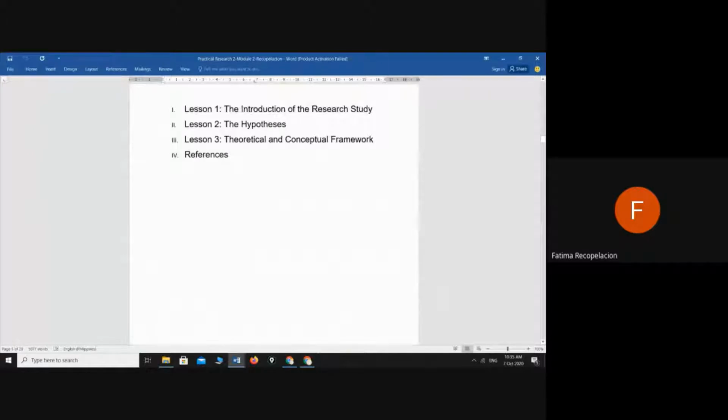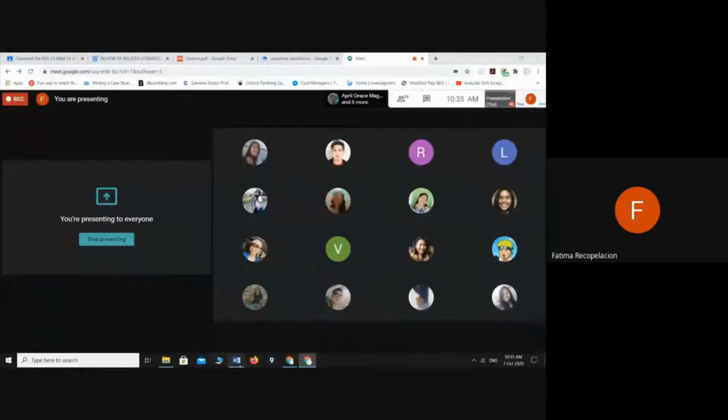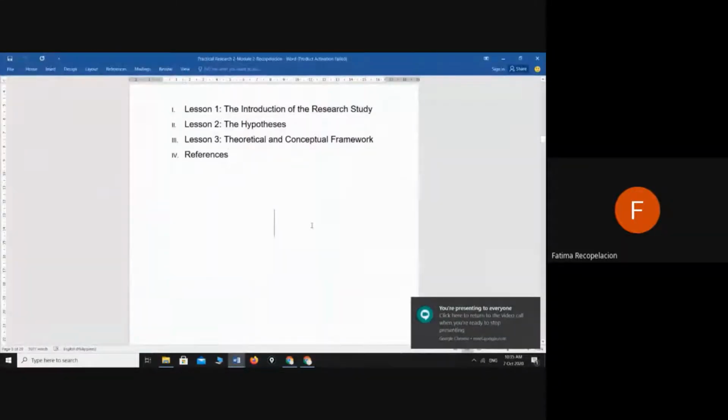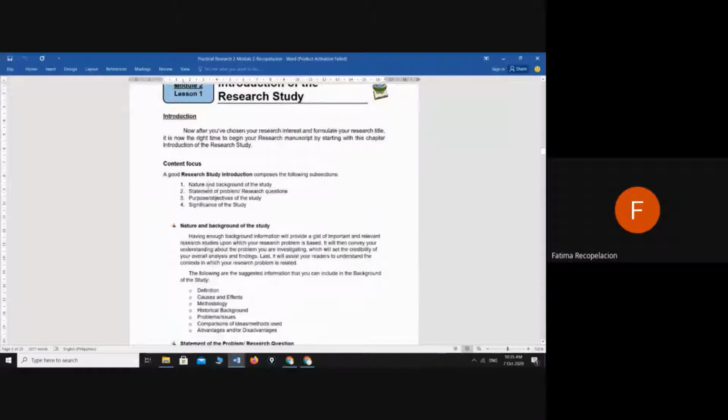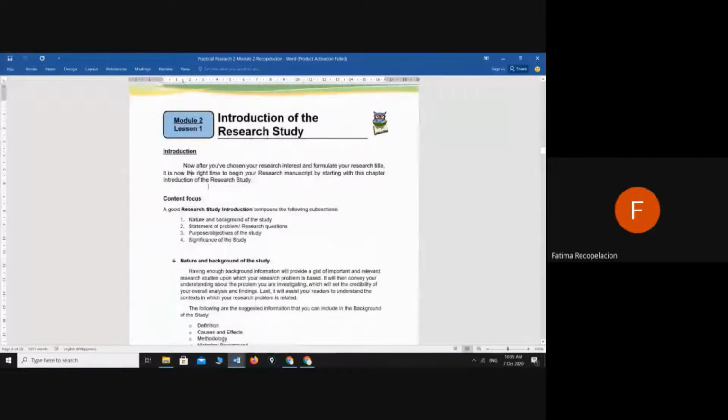First is the first chapter of your research study, which is the introduction of the research study. Next is the formulating of the hypothesis. And the third one is the concept of what is a theoretical and conceptual framework. But since you already know chapter 1 of your study, this is just a very quick discussion. Okay? Generally, if you're making a research paper, a research study introduction should at least have these components.